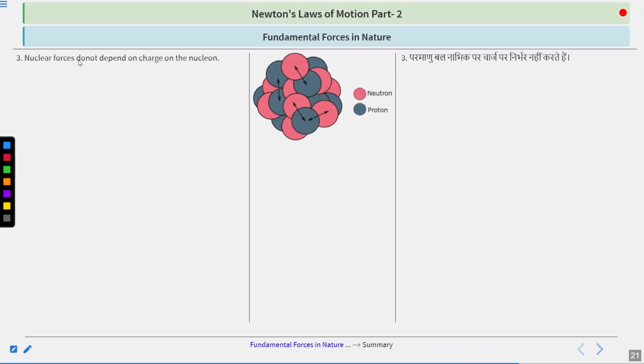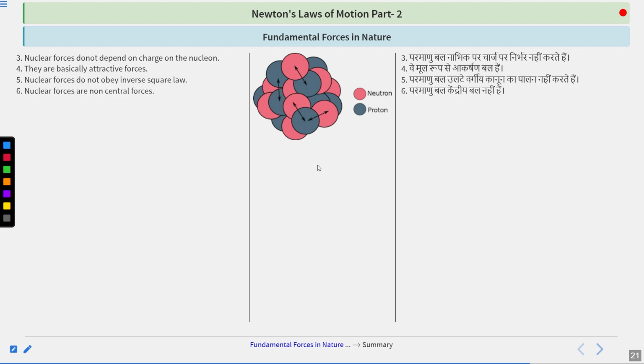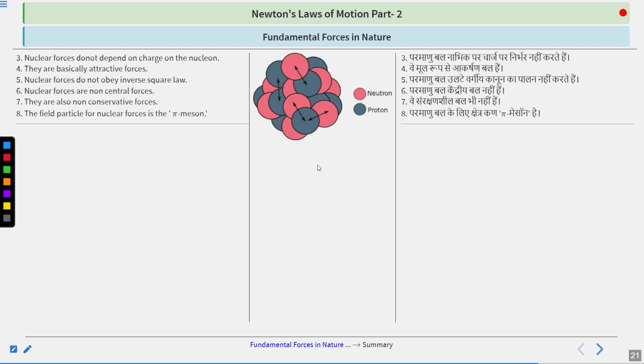Nuclear forces do not depend on charge on the nucleon. They are basically attractive forces. Nuclear forces do not obey the inverse square law. Nuclear forces are non-central forces. They are also non-conservative forces. The field particle for nuclear forces is the pi meson.